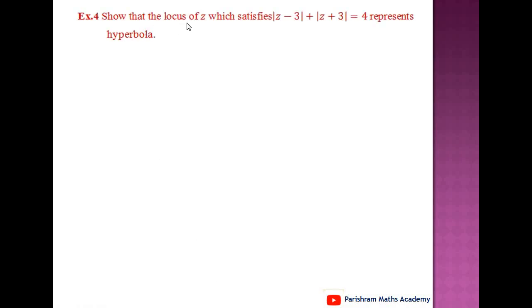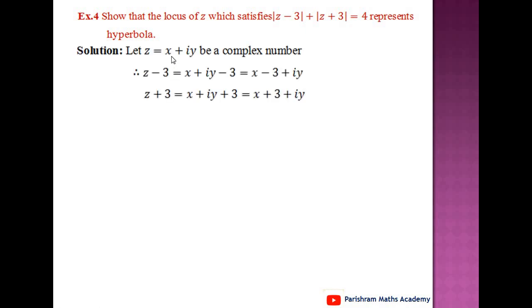Okay, next example. Show that the locus of z satisfying the condition mod of z minus 3 plus mod of z plus 3 equal to 4 represents a hyperbola. Solution. Let z equal to x plus iy be a complex number, and therefore z minus 3 equal to x plus iy minus 3, that is x minus 3 plus iy. Similarly, z plus 3 equal to x plus iy plus 3, that is x plus 3 plus iy.